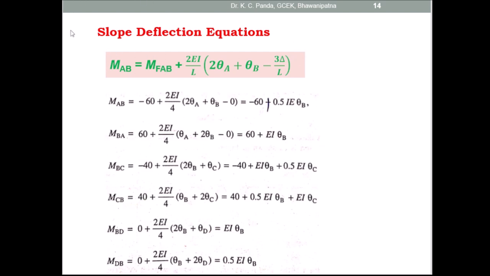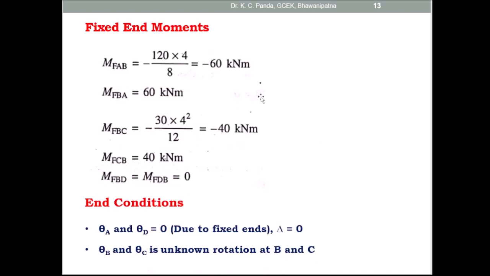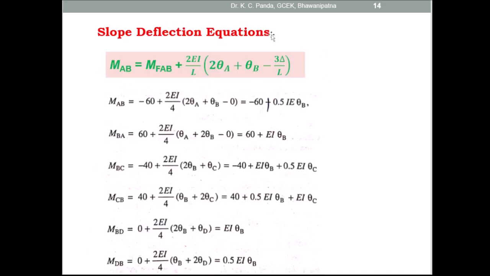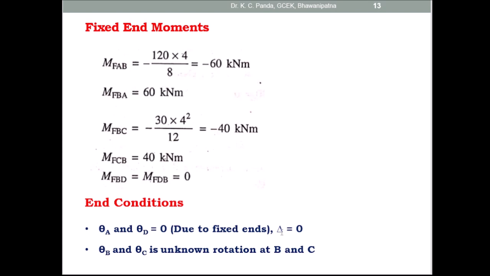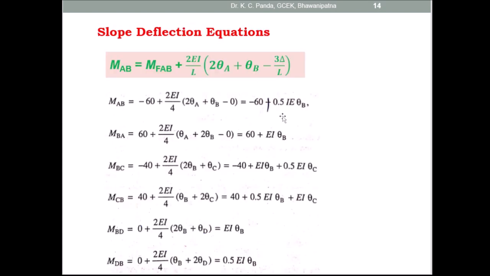First find the slope deflection equations for each span. This is the slope deflection equation: MAB is equal to MFAB plus 2 EI by L into 2 theta A plus theta B minus 3 delta by L. MFAB is equal to minus 60, plus 2 EI by 4 for AB, where the span length is given as 4. Delta is equal to 0, and theta A is also equal to 0. After putting these values, MAB is equal to minus 60 plus 0.5 EI theta B.